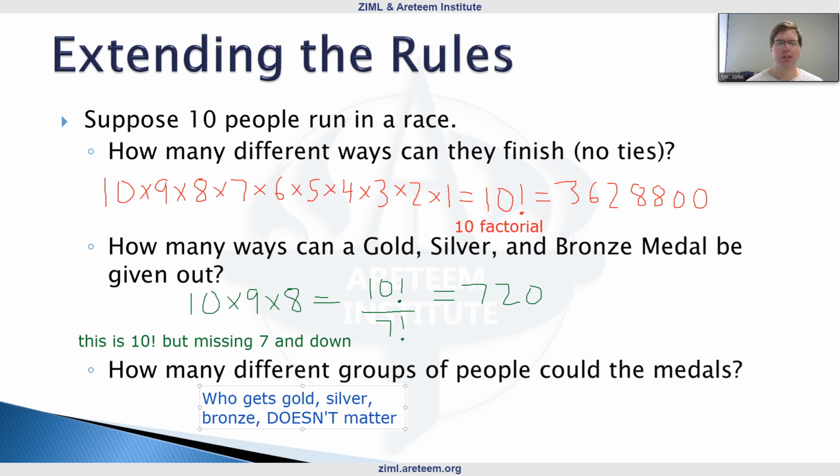So that's kind of our difference here. Should our answer be larger or smaller than the previous one? Pretty clearly it should be smaller, right? We want this number to be less now, because we don't care who gets gold, silver, or bronze. But if I give you a group of people, how many ways could you give out the gold, silver, and bronze? That would be 3 ways to pick the gold, 2 ways for the silver, and 1 way for the bronze.